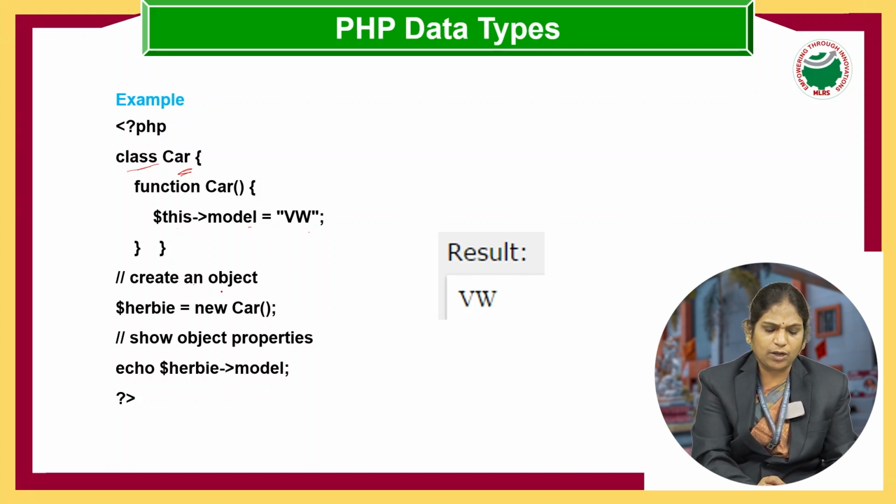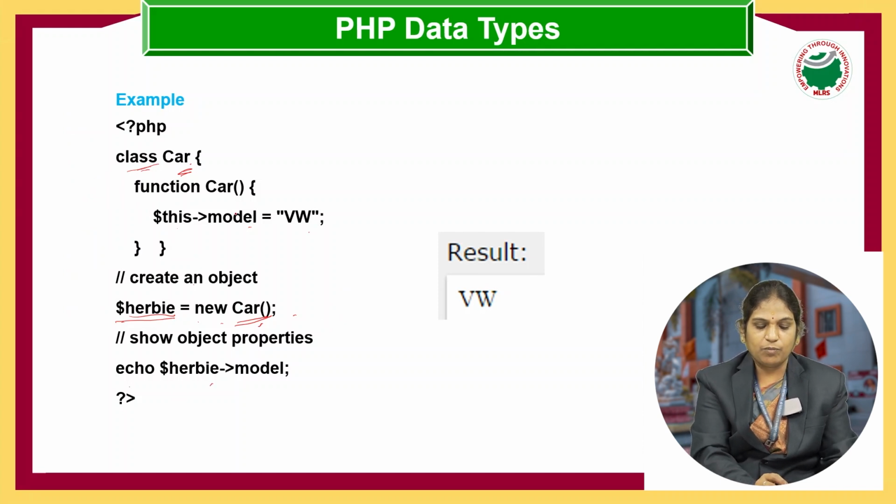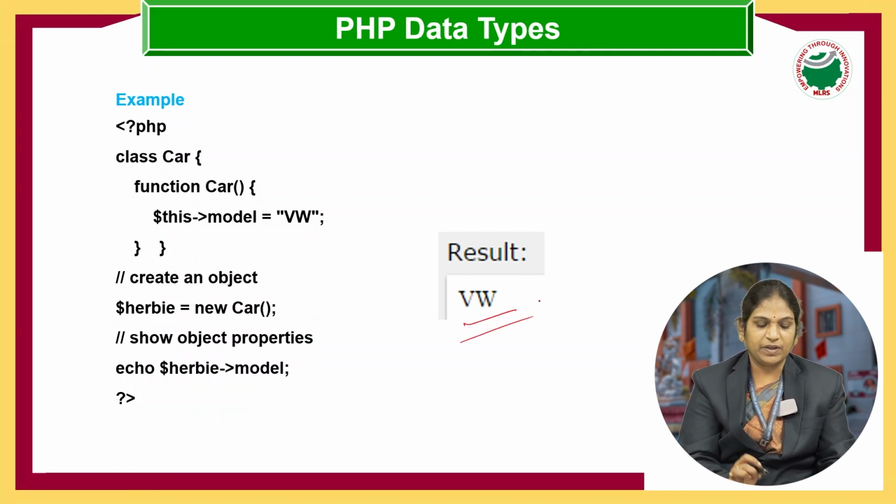So how to create an object? Just give the name of the variable or the object name equal to new Car. Why? This Car is the name of the class. So I am creating a Herbie as the object for the class Car. And next, echo $Herbie model. What is the value inside the model? VW. Then it is going to print the output as VW.